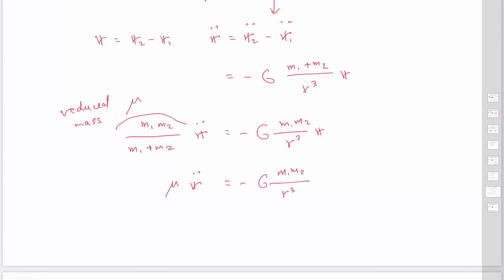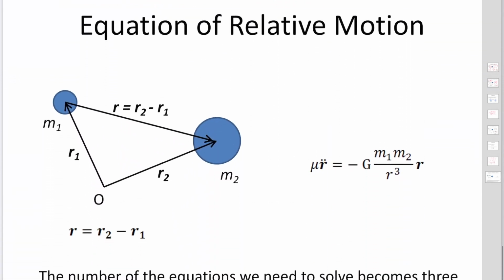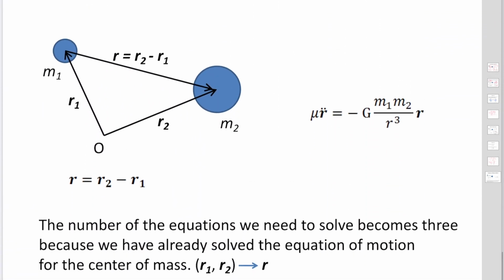The gravitational force acting between the two objects is expressed by the universal law of gravitation. In this case, we change the variables from r sub 1 and r sub 2, and the mass changes to mu, the reduced mass. So the equation of the relative motion is expressed as mu r double dot equals minus G m sub 1 m sub 2 over r cubed times the vector r.